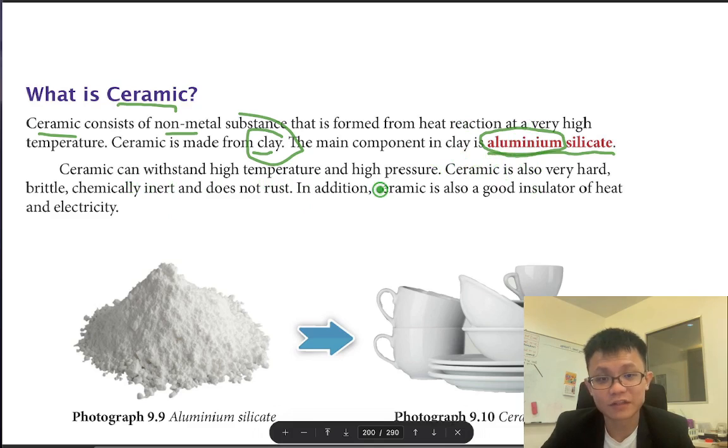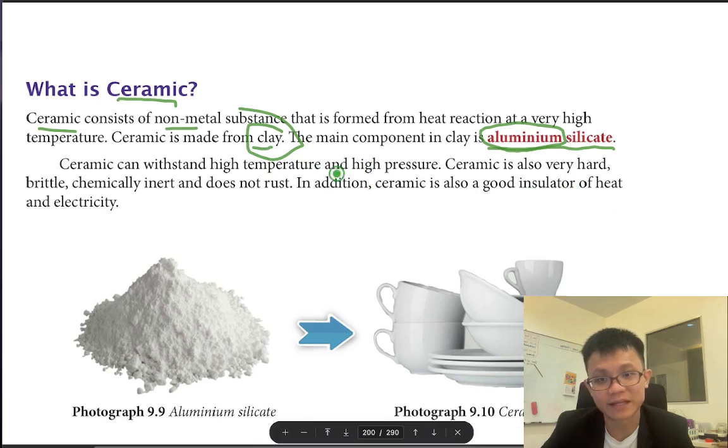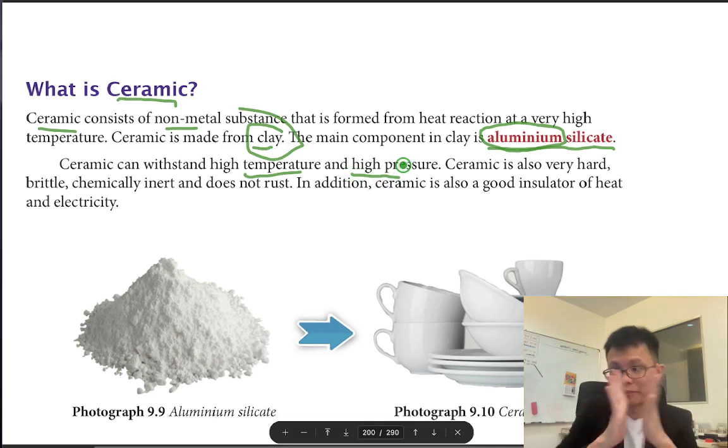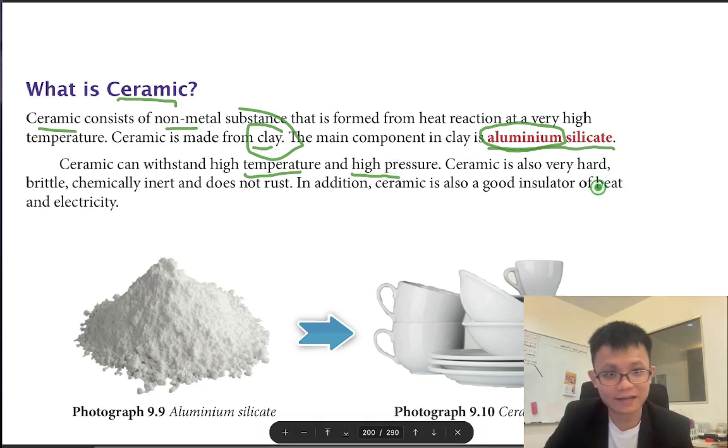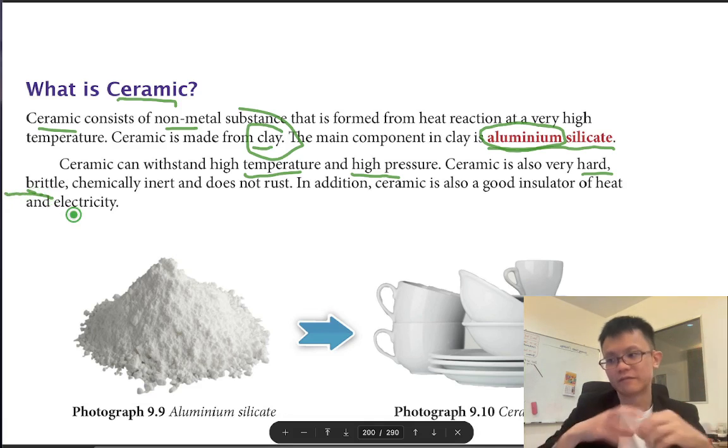Ceramic can withstand high temperature and pressure. Ceramic is very hard and brittle. It is inert, does not rust, and is a good insulator of heat. Why do you want to use ceramic? It can resist high temperature and high pressure, which means you can press it and it still resists. Hard, yes, it is hard. It's brittle. Brittle is not so good lah. Brittle means if you throw it, it will break.